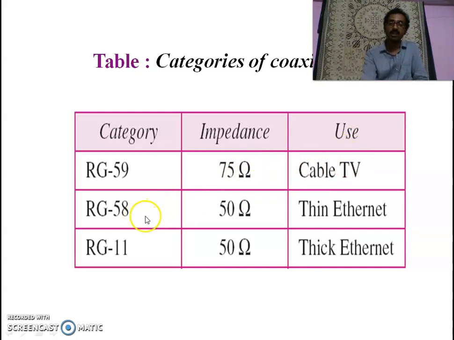And RG58. This cable impedance is 50 ohms. This is used in thin ethernet. And the third one is RG11. The cable impedance is 50 ohms. It is used in thick ethernet. So these are the categories of coaxial cables.